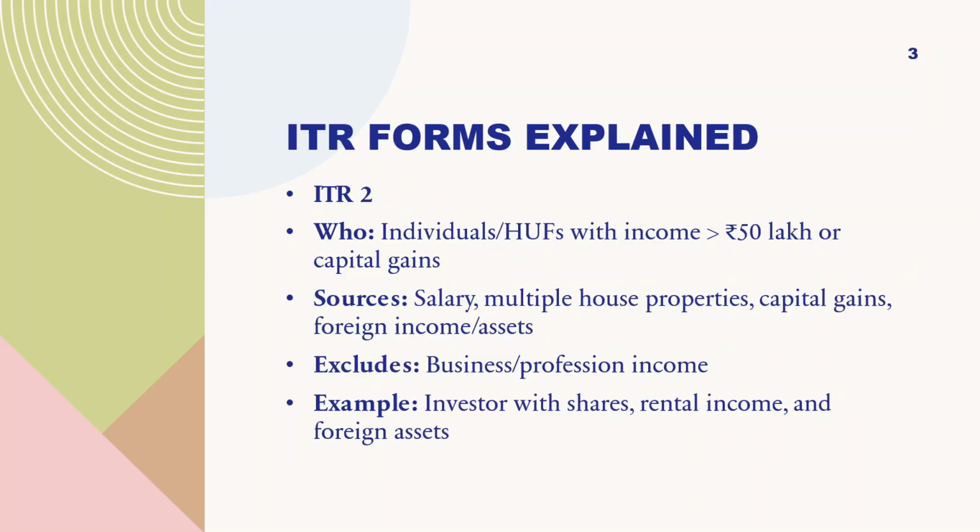Okay. Second is ITR 2. This is required to be filed by individuals with income of more than 50 lakh or who have income from capital gain. If you have salary, multiple house properties, capital gains, and foreign income or assets, then you can file ITR 2. But if you have any income from business or profession, you can't file ITR 2. So an investor with shares, rental income, and foreign assets can file ITR 2.